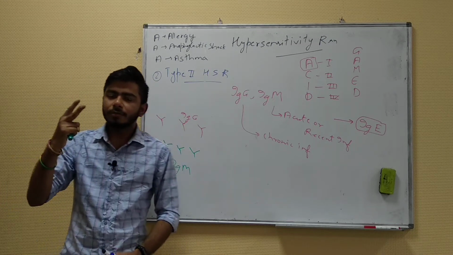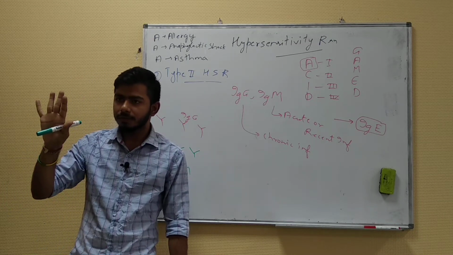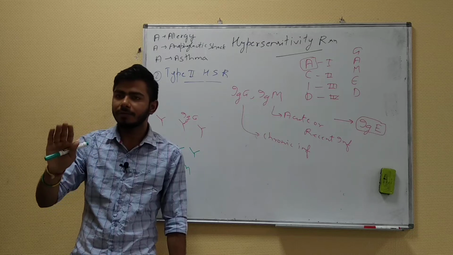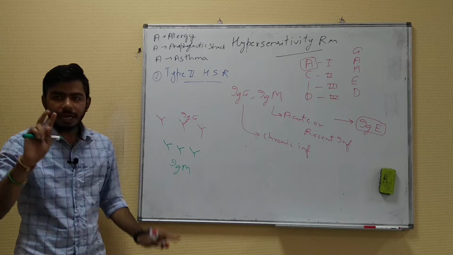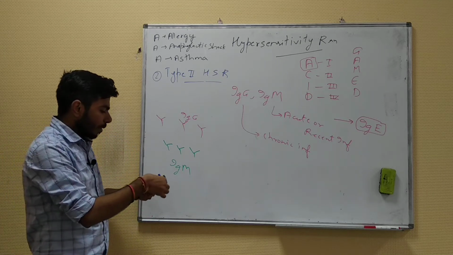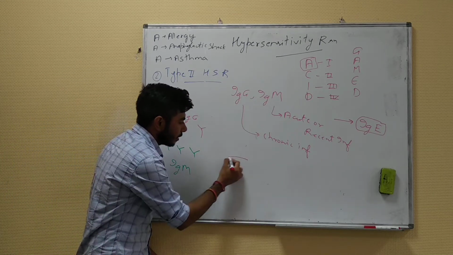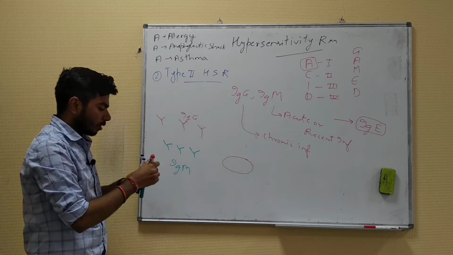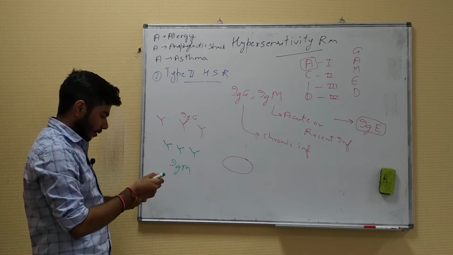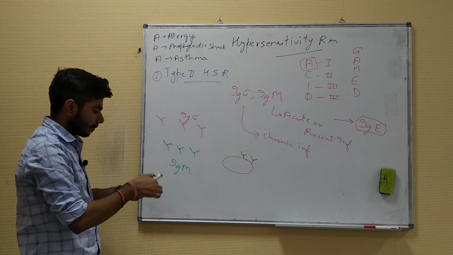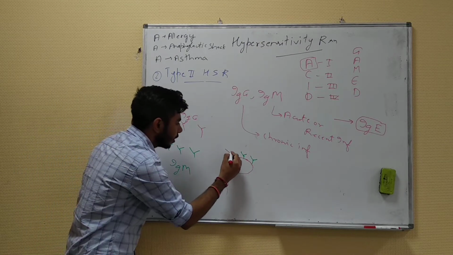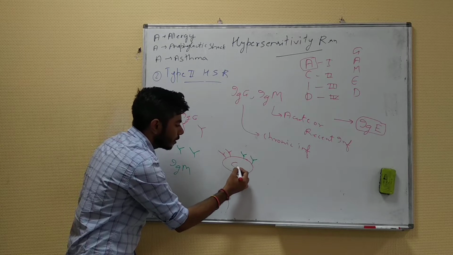Now what is the difference between type 2 and type 5 hypersensitivity? However, we will not be discussing type 5 in detail. In type 2 hypersensitivity, they will be binding to the cell surface. For example, this is the cell, and on the surface of this cell these antibodies will be binding. So IgG and IgM are binding onto the surface of this cell.